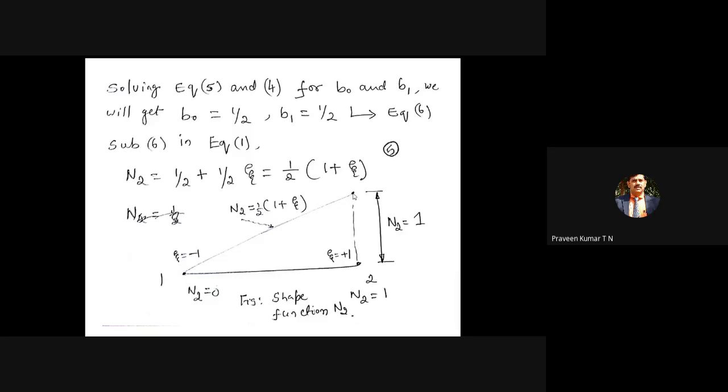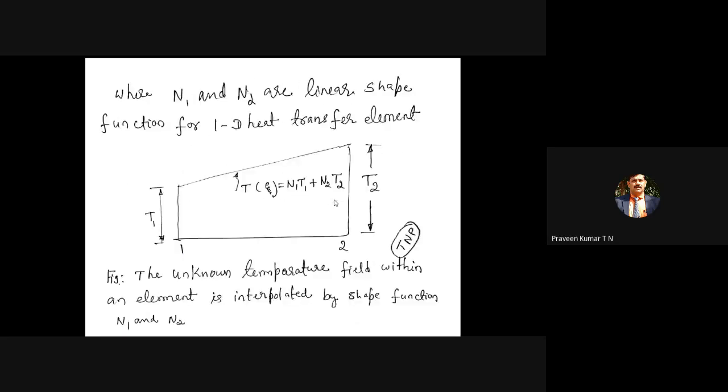You have to join this point to this point by a straight line. This straight line equation is nothing but N2 is equal to 1 by 2 into 1 plus xi. This is the straight line equation. It is exactly equivalent to y is equal to mx plus c. So the c value is 1 by 2 and the m value is again 1 by 2, and x is nothing but xi. This is the interpolation function in xi.